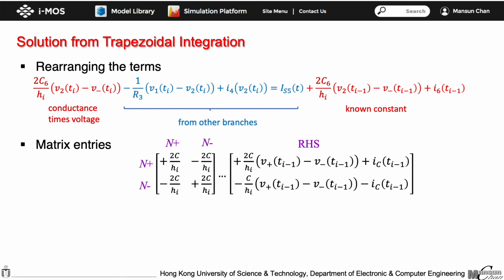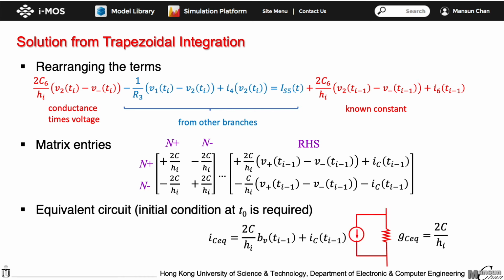And this can be regarded as the equivalent circuit of a current source in parallel with a conductance with the values given here. With the equivalent circuit, a similar simulation process to what was given in the first two videos can be used to handle the contribution of a capacitor to the circuit. Among the three integration methods, the trapezoidal rule is considered to be the most accurate one, and it is the most widely used approach.